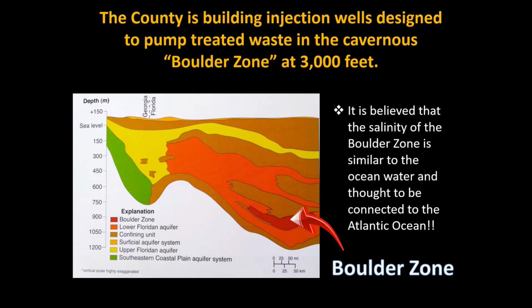The cross-section shown indicates the various aquifers in the southern Florida area, and in particular, the cavernous boulder zone at approximately 3,000 feet. It is believed that the salinity of the boulder zone is similar to the ocean water and thought to be connected to the Atlantic Ocean and thus dispersed over millennia.